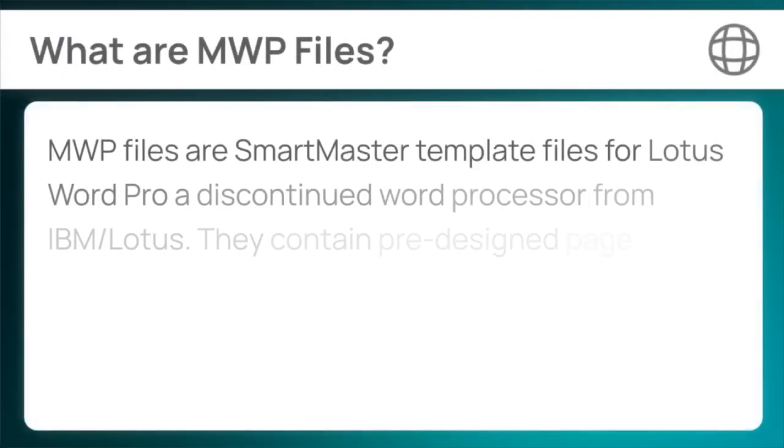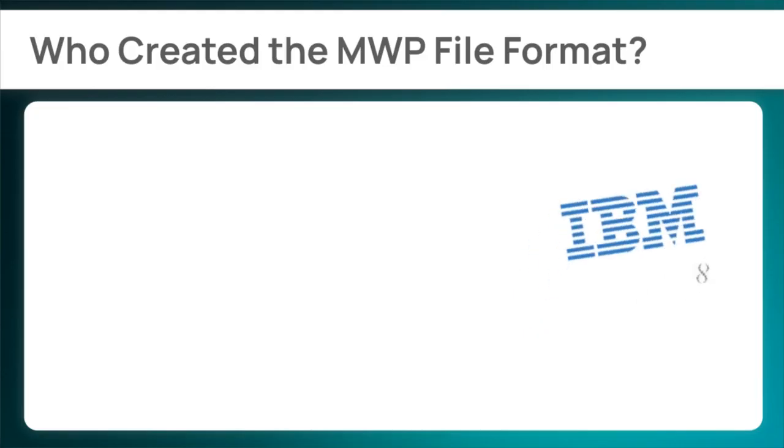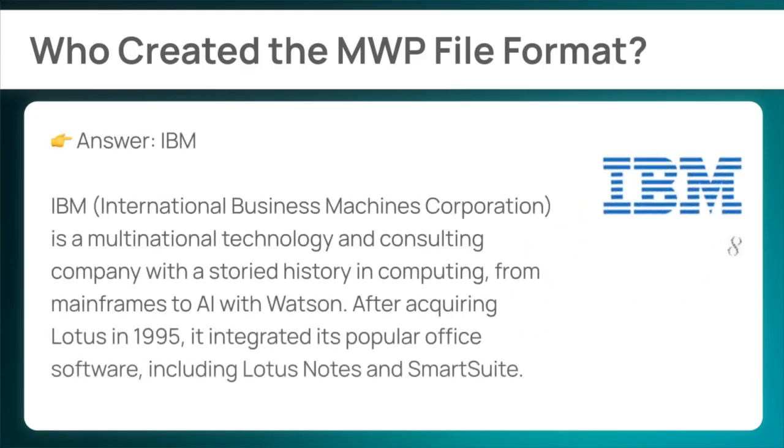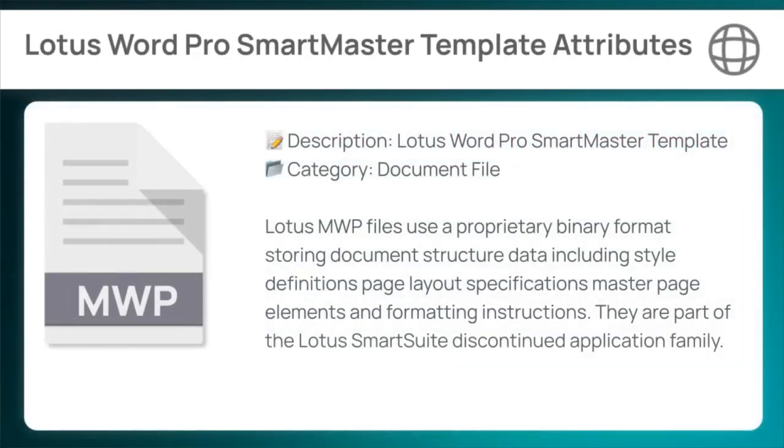MWP files are SmartMaster template files for Lotus Word Pro, a discontinued word processor from IBM Lotus. They contain pre-designed page layouts, paragraph styles, headers, footers, and formatting definitions used as starting points for creating new documents in Lotus Word Pro. Lotus MWP files use a proprietary binary format, storing document structure data, including style definitions, page layout specifications, master page elements, and formatting instructions.